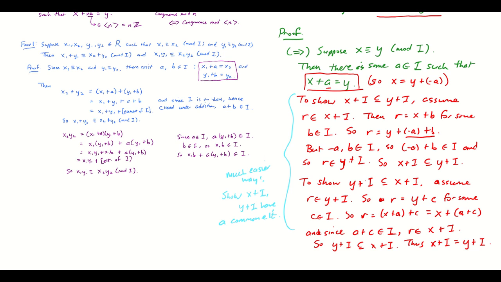Once you've done that, that means that they are exactly the same coset. And what element do they have in common? Well, certainly y belongs to y plus I, because it's y plus 0, and 0 belongs to I. And I think that we're assuming that y is equal to x plus a, where a is an element of the ideal, so that means y also belongs to x plus I. And there you have it, there's an intersection, so they're exactly the same.